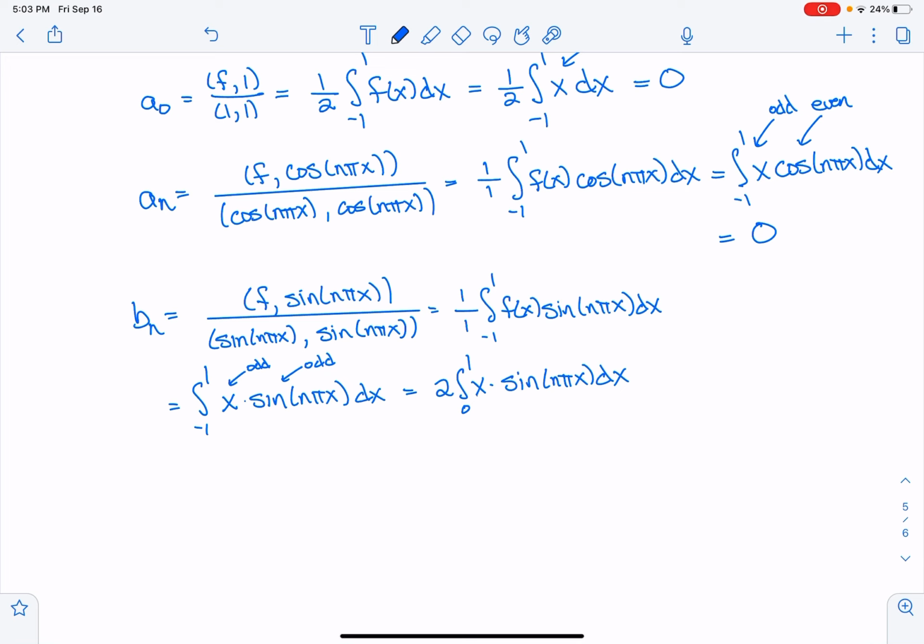Now in order to do that integral, I'm going to need to integrate by parts. So I'm going to let u be x and du be dx. And dv is going to be sine of n pi x dx. And so v is going to be -1 over n pi cosine of n pi x.